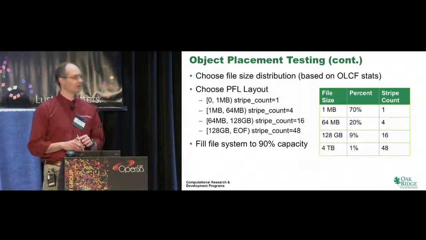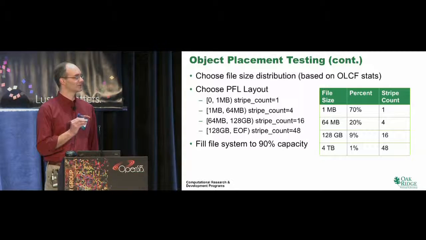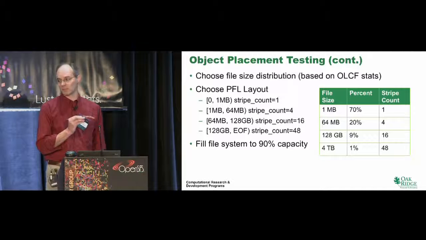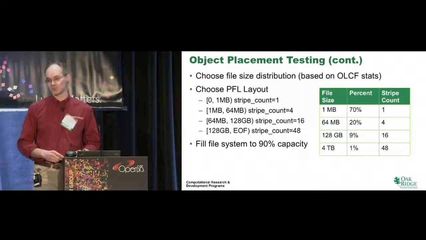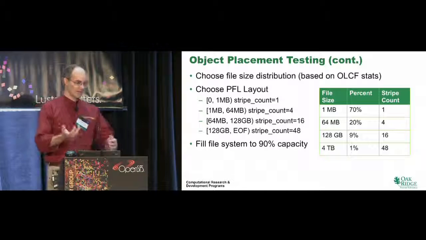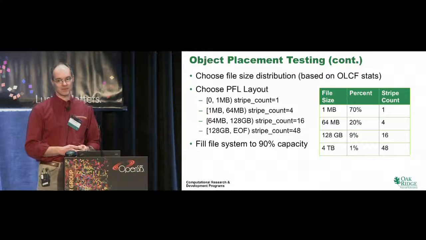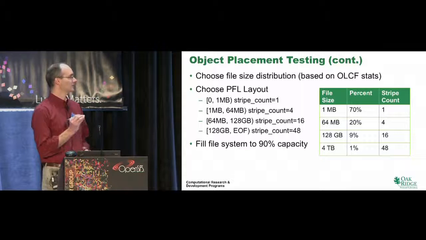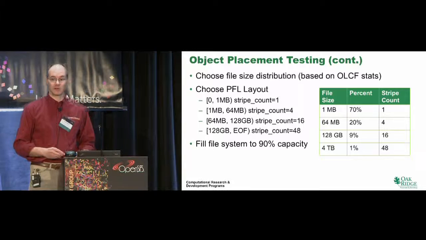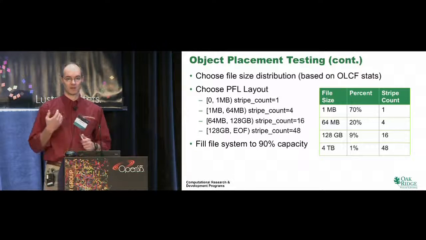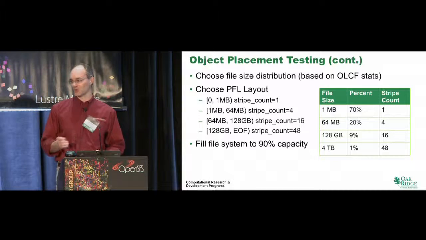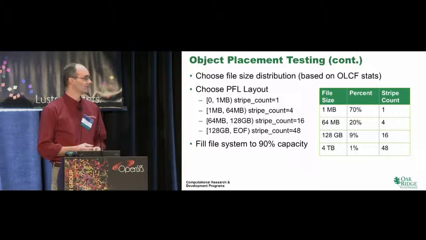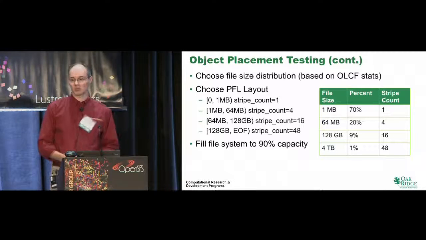So for every 100 files, we would create 70 of them that were 1 megabyte, stripe count 1, et cetera. And we repeat that over and over again until our file system reached about 90% capacity. Then we gather our data, wipe the file system out, and create a single PFL layout. It was broken into four components that matched our four buckets. But every single file that we created would use this exact same layout. There would be no additional changes based on the file size. The 4 terabyte files use the exact same layout as all the 1 megabyte files.